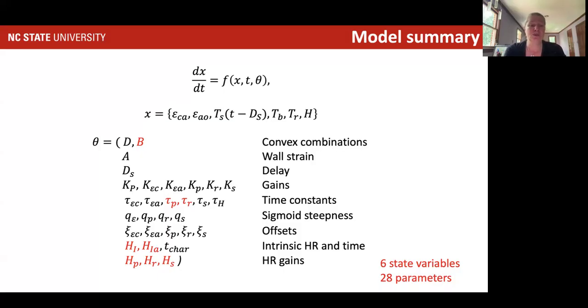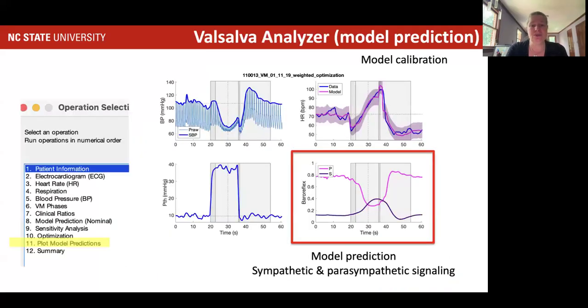We checked that these parameters were identifiable. And then we estimated these parameters, again, using a Bayesian approach. And we were able to get a model that very nicely predicts the data. And we were able to get these uncertainty bounds here on the model prediction.